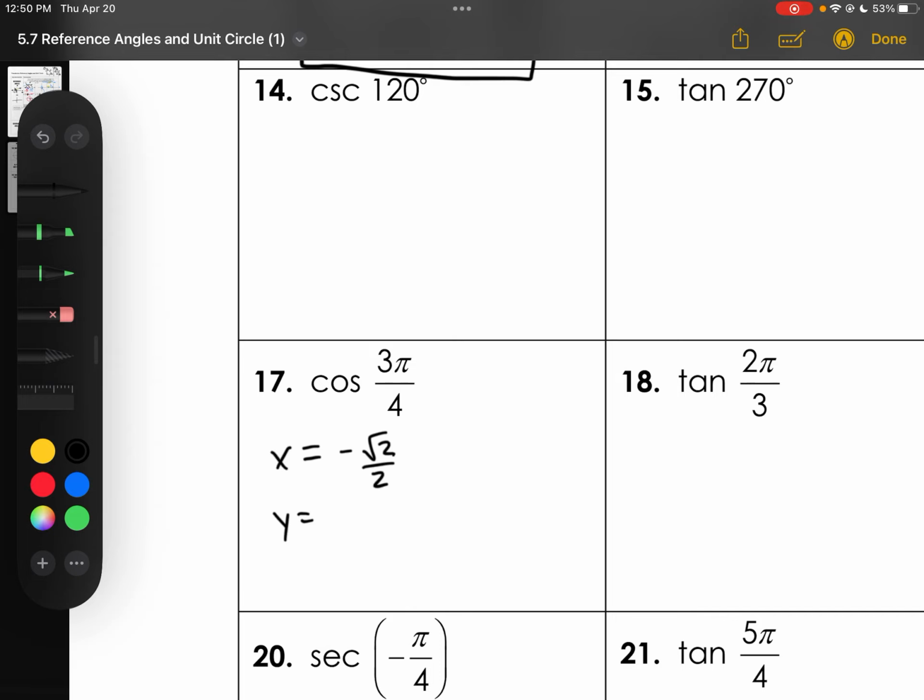We've solved for our y value. And always our r value is equal to 1. So cosine, in this case, is equal to x. And x right here is the negative root 2 over 2. And that is our final answer.